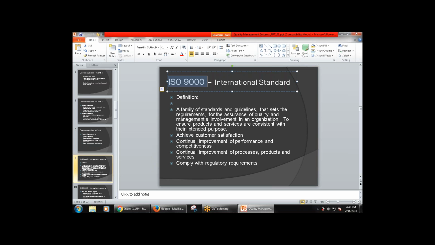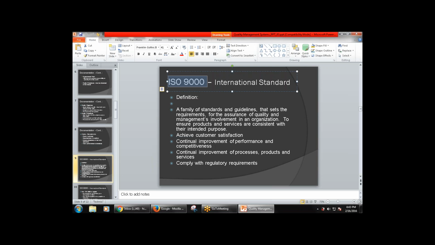Then the next part of this ISO is to achieve customer satisfaction. Whatever customer satisfaction is carried out, that is also achieved with the use of the ISO 9000. So achieving customer satisfaction is also a meaning of the ISO 9000. Then continual improvement of the performance and the competitiveness. That means there will be a continuous improvement of the performances and the competitive parts.